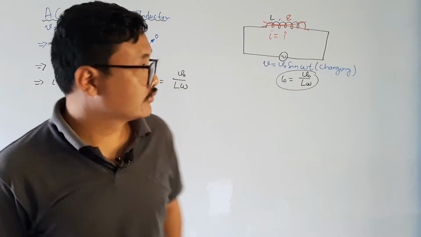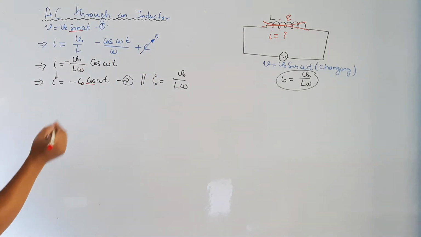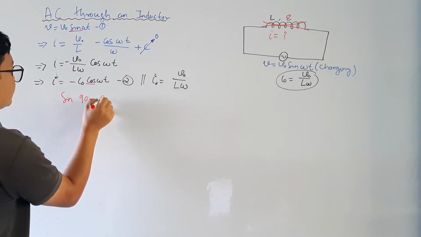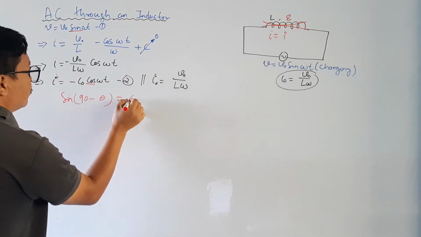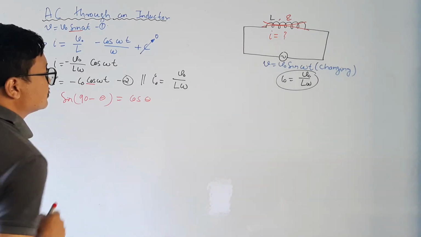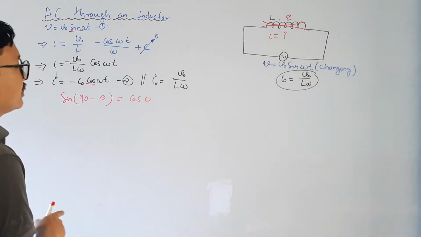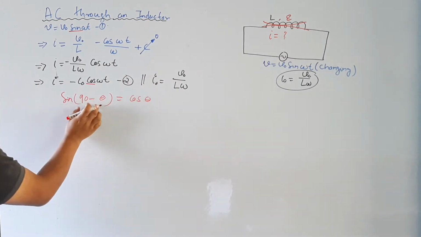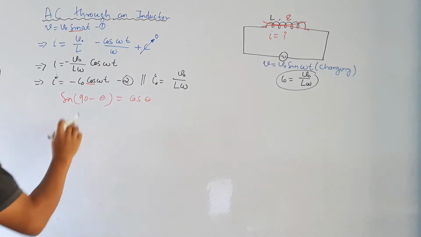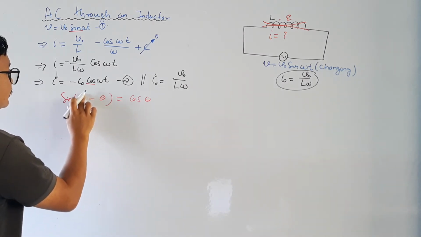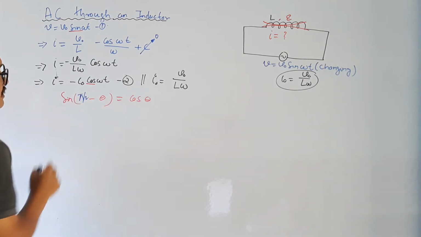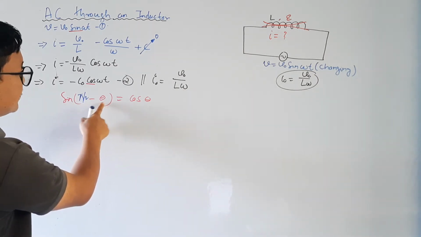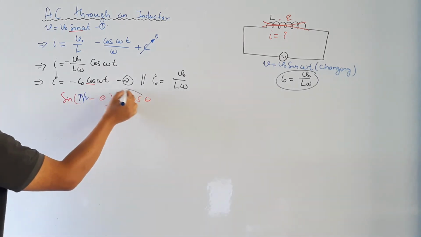Okay, so to convert this, I will use the formula that sine of 90 minus theta is equal to cos of theta. So this is the formula with the help of which I am going to convert this cos theta into sine. Okay, cos theta is equal to sine of 90 minus theta. So what is 90? This 90 is actually pi by 2, isn't it? You can write it in the next step also. So sine of pi by 2 minus theta is cos theta. So cos theta is equal to this much.